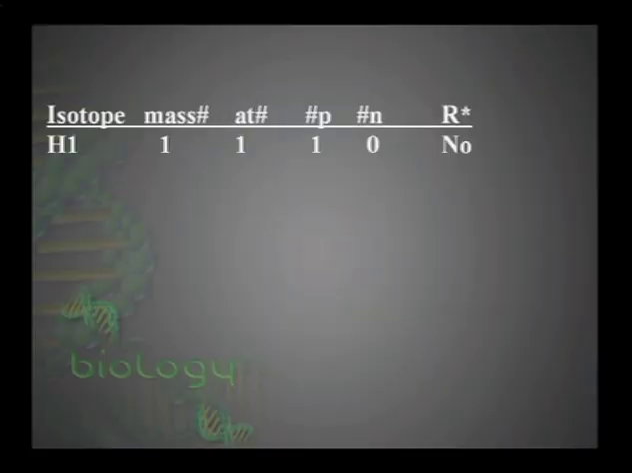The most common form or isotope of hydrogen is hydrogen 1. It has a mass of 1, and its atomic number is 1, so that's what defines the element. The atomic number defines the element. So since its atomic number is 1, that means it has 1 proton in the nucleus. If we subtract 1 from 1, we get 0, so no neutrons in the nucleus. And this is a non-radioactive substance, by the way, and I'll come back to that in a second.